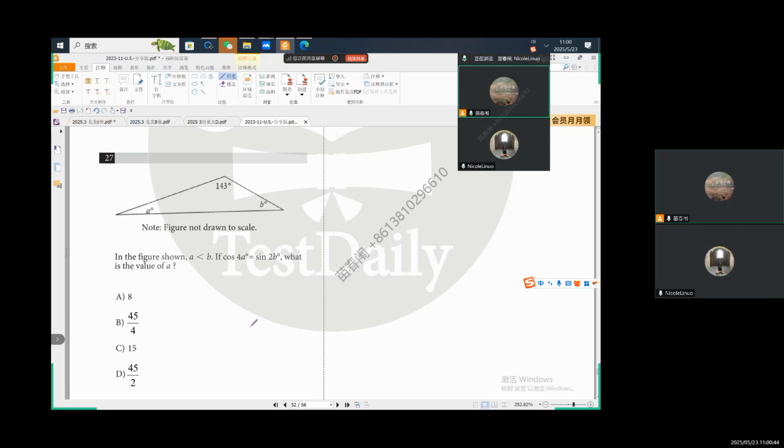So the thing is, A is less than B, and the key here is cosine 4A equals sine 2B. What is the value? I think for this one there is a formula I know, but you don't know. Let's say this is the last 10 minutes. Try another method. You can actually solve this one. I don't really know the one that I know, but there is a way you can do it. Think again.